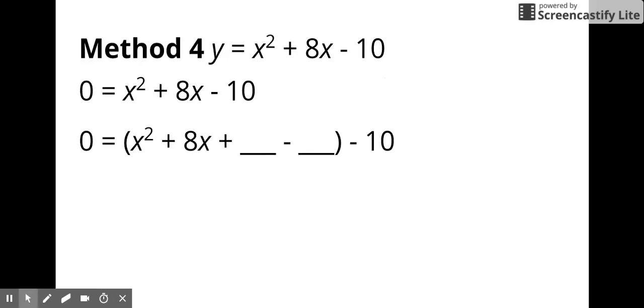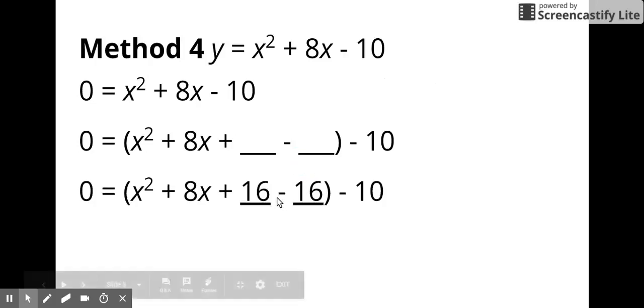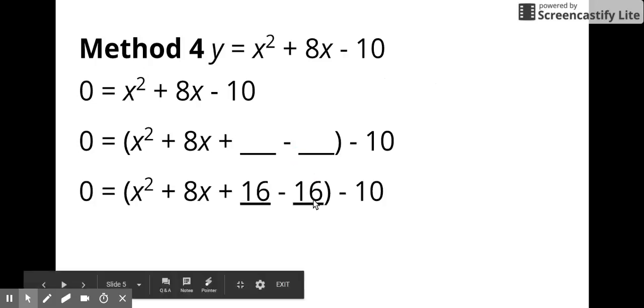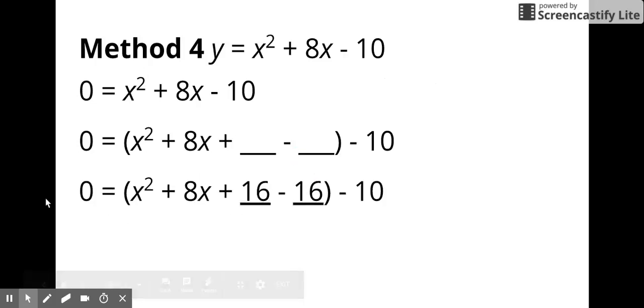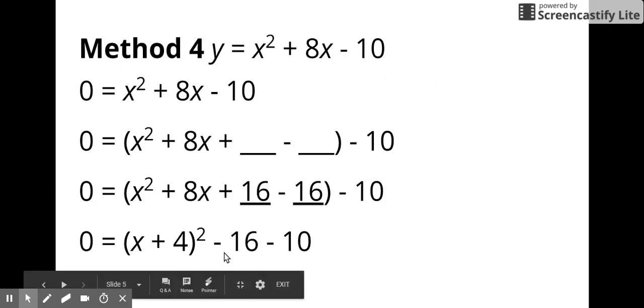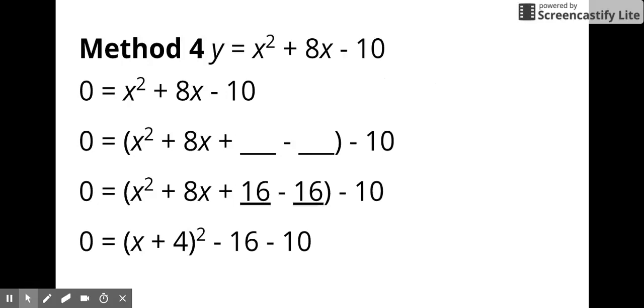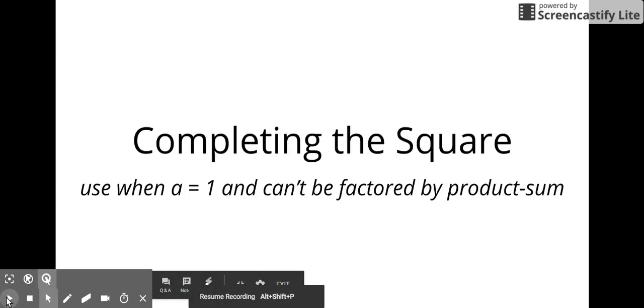Because we don't want to be changing the equation. We're just manipulating it to give us what we want. We already know that 1/2 of 8 is 4 and that 4 squared is 16, so we're going to add the 16 and subtract the 16 out. And now we can write the equation in our vertex form, x plus 4 squared minus 16 minus 10. And again, you can see that this is pretty much the same equation that we've gotten every time, and you would just solve this equation by the square root method now that you've completed the square.